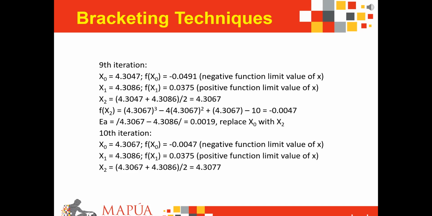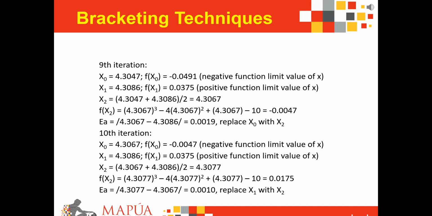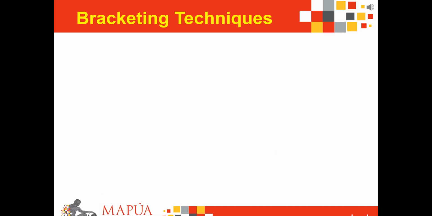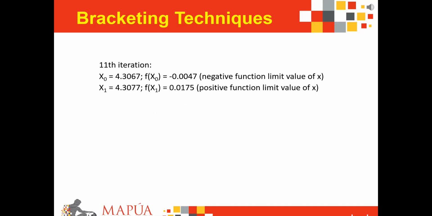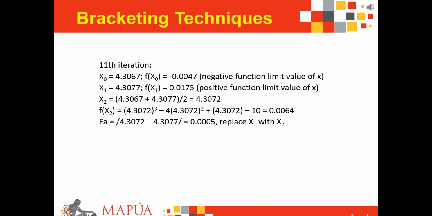Solving for its midpoint gives us 4.3077. Substituting that to your function gives us a function value of 0.0175. And obtaining the error gives us a value of 0.001, which eventually indicates that we need to replace x1 with x2. Hence, on the 11th iteration, we now have these given values, and its midpoint would be 4.3072.